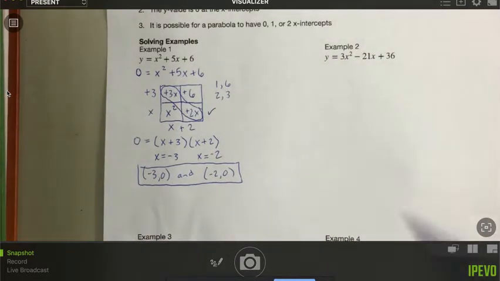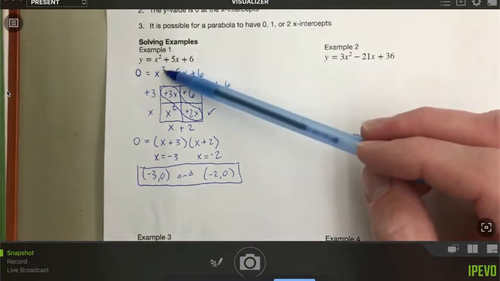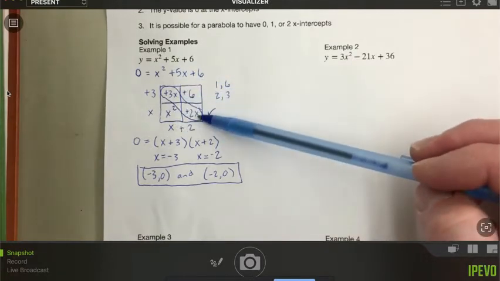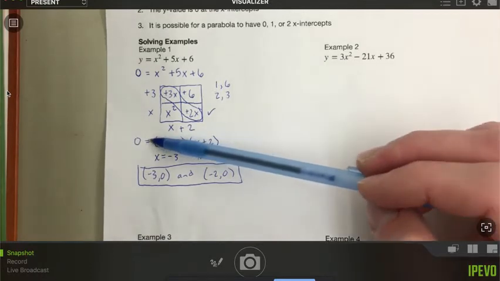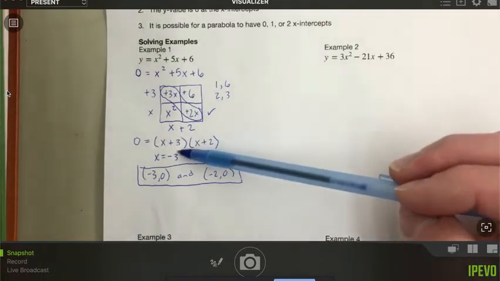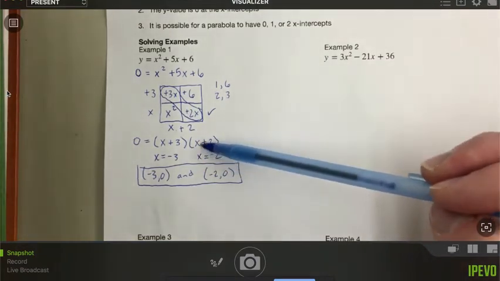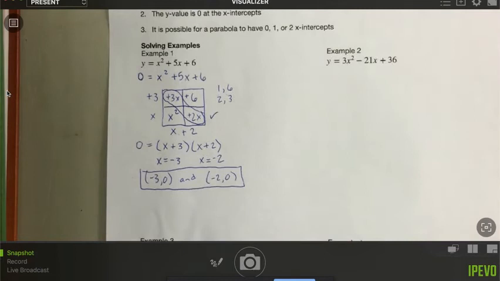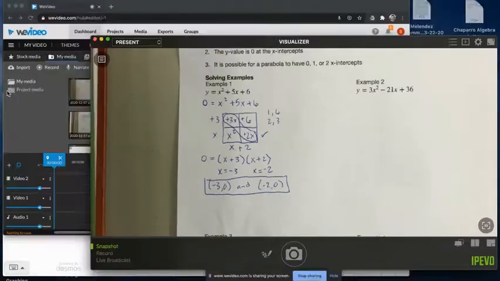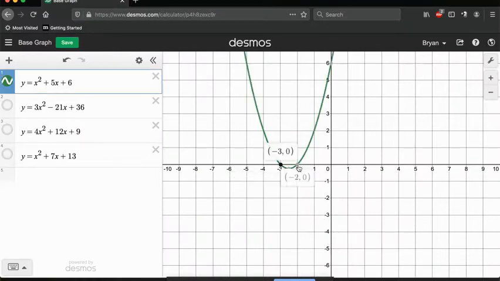All right, so once again, this is just taking us back to our skills from earlier in the semester, where if I have something with an x squared, I know I can factor it. In factored form, I'm looking for the x-intercepts, so where y is 0. The x values in this case are negative 3, because negative 3 plus 3 is 0, and negative 2, because negative 2 plus 2 is 0. We can always take a look at the graph just to verify. Sure enough, I can see that my x-intercepts are at (-3, 0) and (-2, 0).